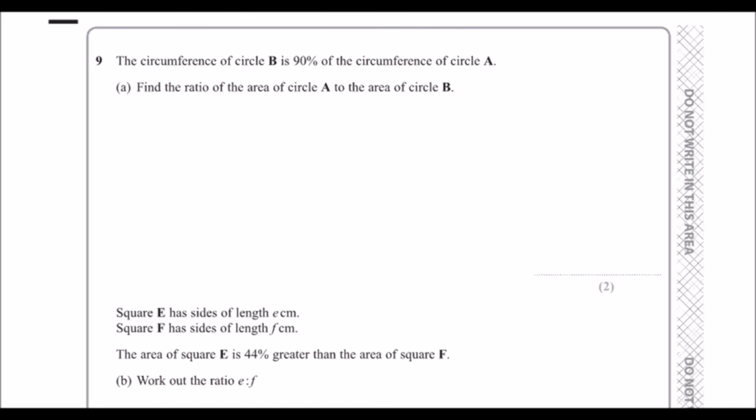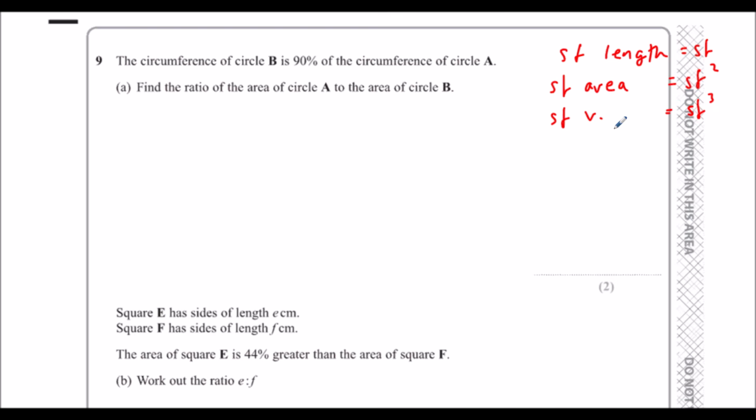Question 9. The circumference of circle B is 90% of the circumference of circle A. Find the ratio of the area of circle A to the area of circle B. So this is a scale factor question. We need to know that the scale factor for length is the scale factor for length. The scale factor for area is scale factor squared, and the scale factor for volume is scale factor cubed.